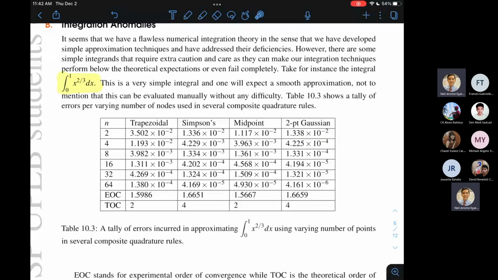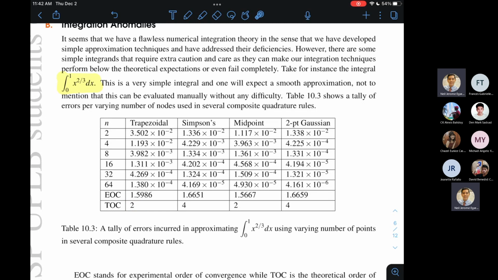So if we use 8 points, ito yung respective errors, and all the way up to 64. And everything seems good. Kaya lang, pag tinignan natin yung experimental order of convergence compared doon sa theoretical order of convergence, for instance, the trapezoidal rule is of order big O of h squared. So ibig sabihin ang theoretical order of convergence niya ay 2. Alright?